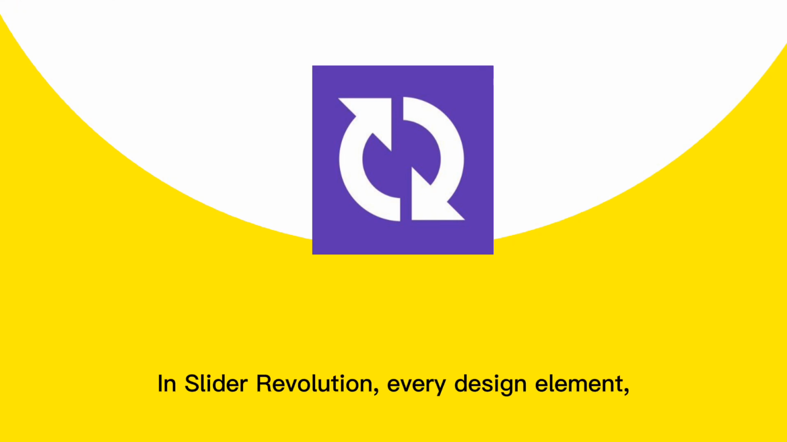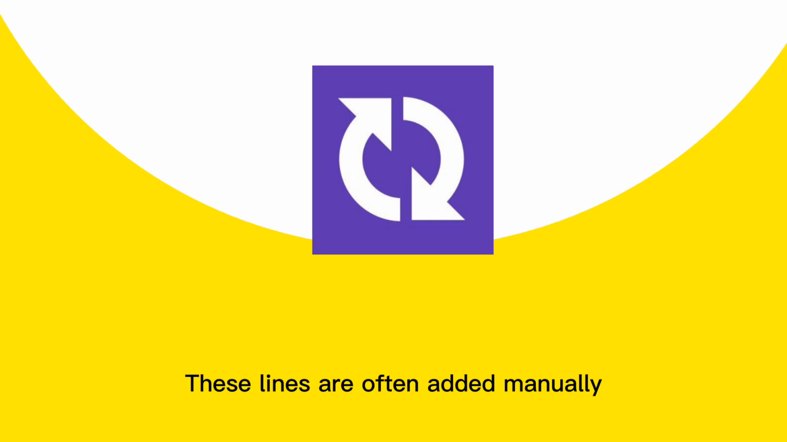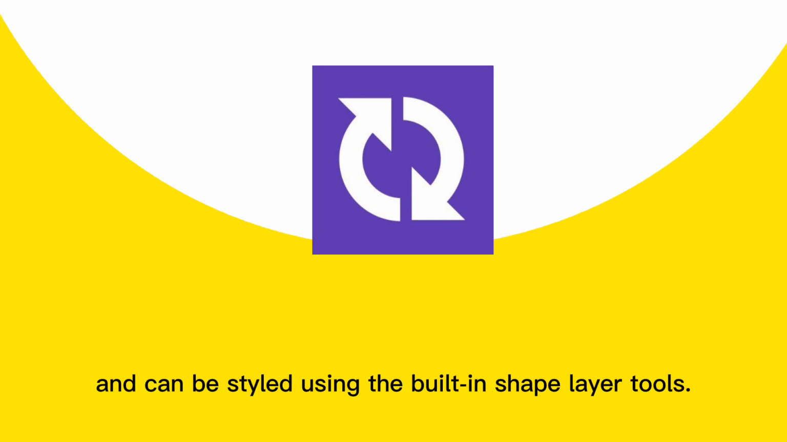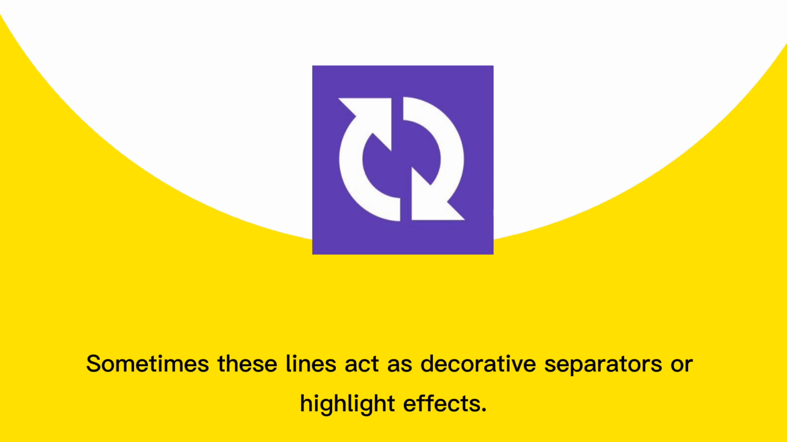In Slider Revolution, every design element, including shapes and lines, is treated as a layer. These lines are often added manually and can be styled using the built-in shape layer tools. You can change their width, height, color, and animation properties. Sometimes these lines act as decorative separators or highlight effects.